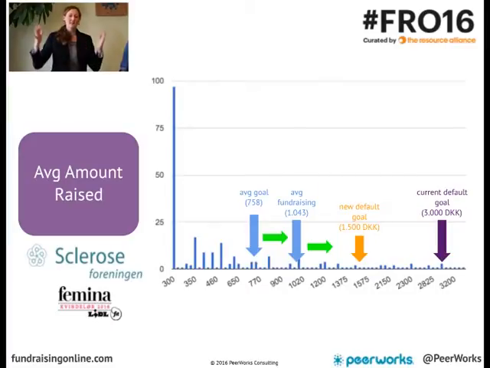So we wanted to narrow the gap between what they're actually performing at, which was 1,043, and the suggested goal, which was at 3,000. What we had recommended to the Scleroseforeningen is that they lower their suggested fundraising goal to 1,500 krone. So that's that gold arrow that you see.